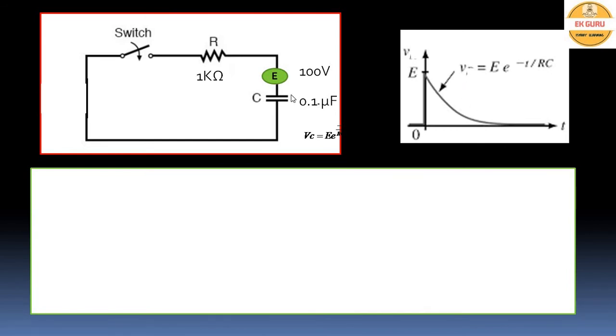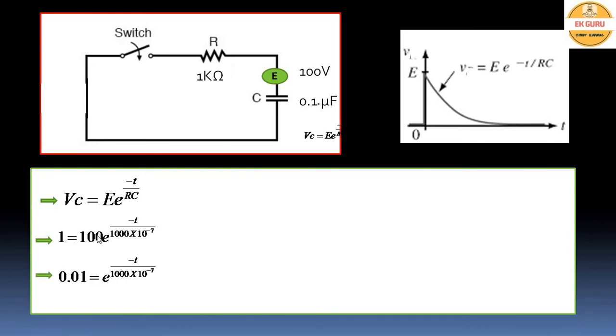For this RC network, the voltage across the capacitor is given by VC is equal to E into exponential minus T by RC, where RC is the time constant of the circuit. Here the capital E is the initial voltage, 100 volts, and e power minus T by RC, where R is 1 kilo ohm and C is 0.1 microfarad, that is 10 power minus 7. At the time the voltage is 1 volt, that's why we are taking VC as 1 volt. Now we are calculating the time T.